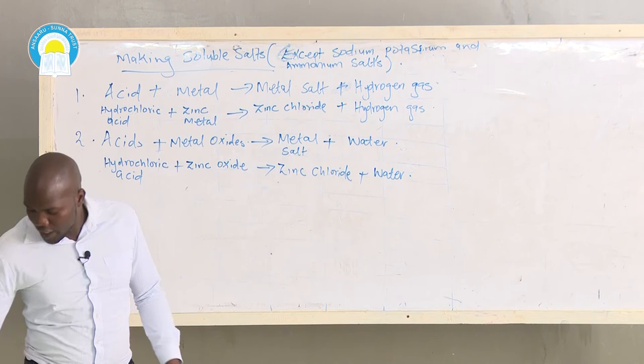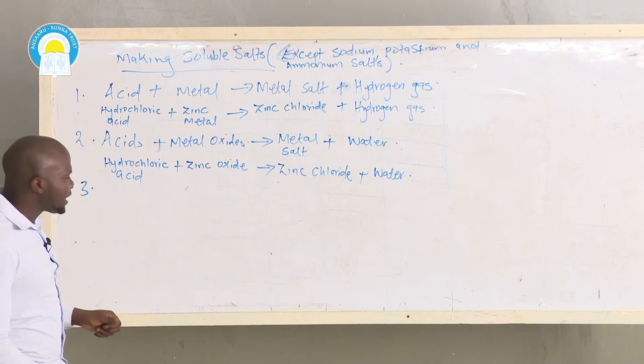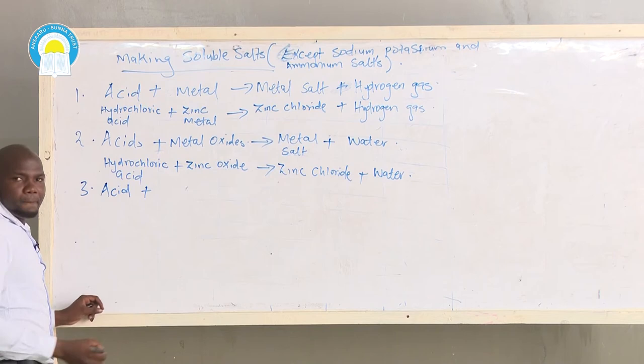And another method also that we can use in preparing soluble salt involves reacting an acid and a metal hydroxide.